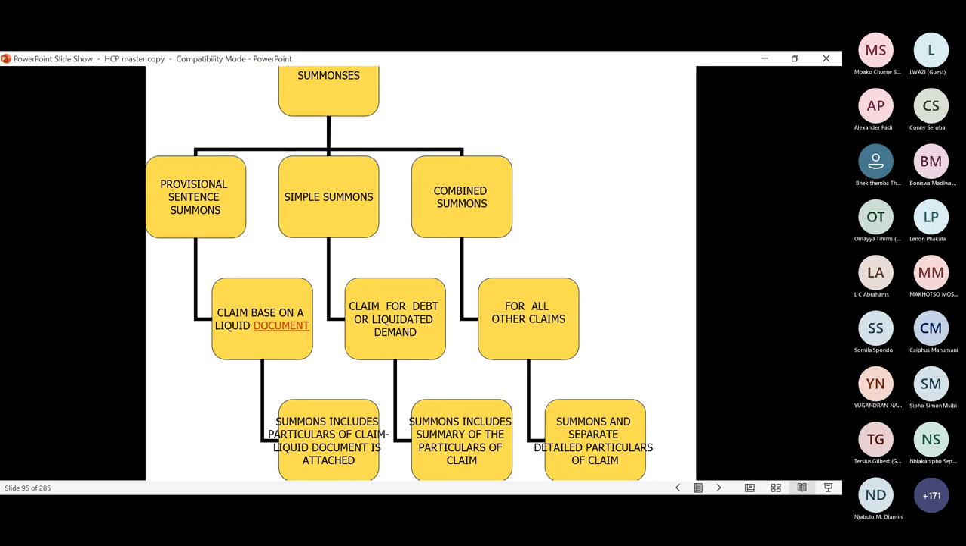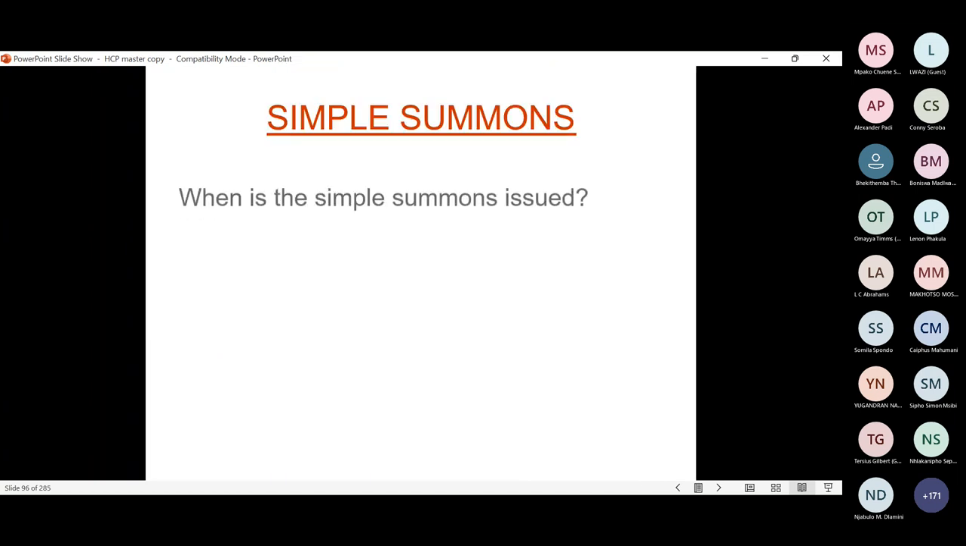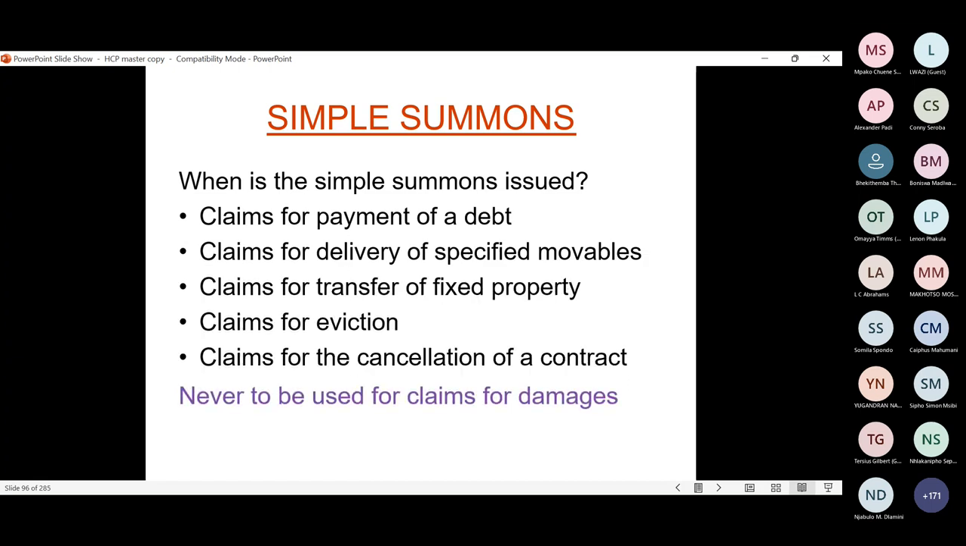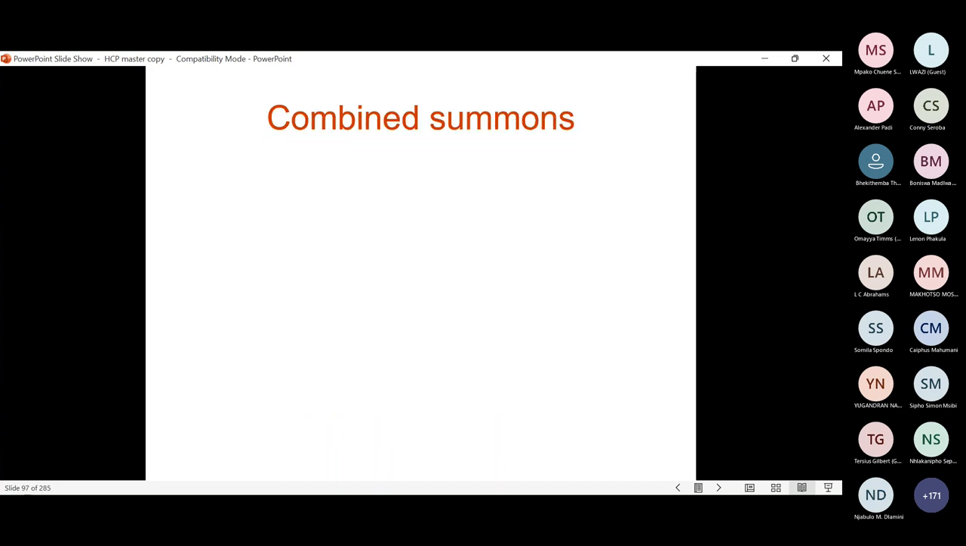Those are the 3 kinds of summons. Like I said, I'll be concentrating now on simple summons and combined summons, right? So the simple summons is issued on these 5 instances. You cannot use the simple summons if you are claiming damages. Remember, the simple summons is one document. It's a simple summons, and it has a summary of the cause of action on it. Right? The combined summons may be used in all cases.